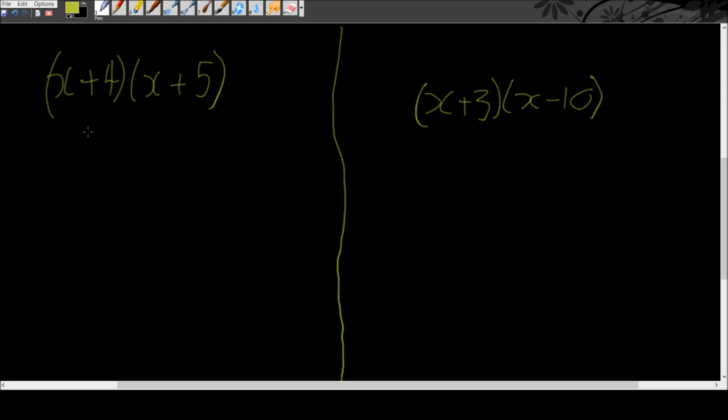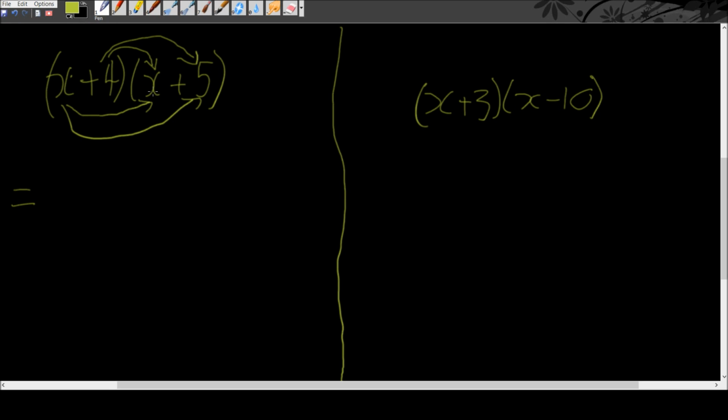Again, we're going to multiply everything in this bracket by everything in that bracket. I may do it a little bit how I think may be simpler now. We'll do the x times the x and the x times the positive 5. I'm going to do 4 times the x and the positive 4 times a positive 5. Now I'm going to write down what we get below. I'm going to write it down here.